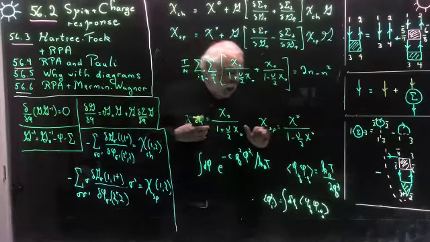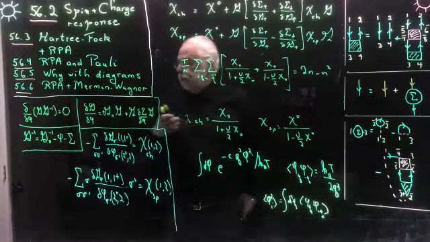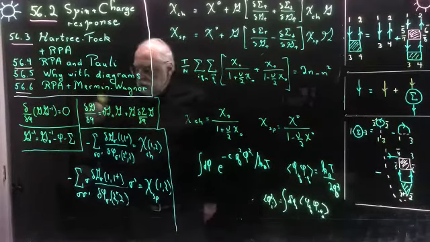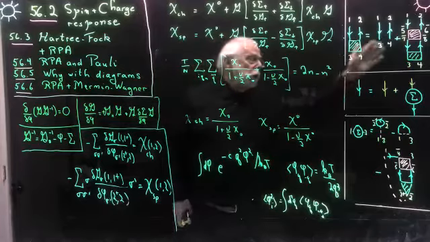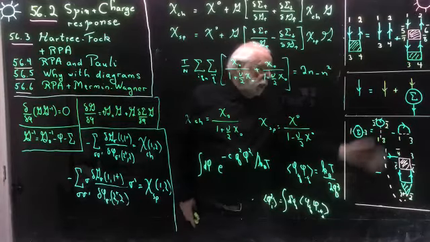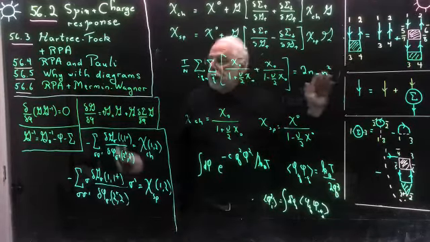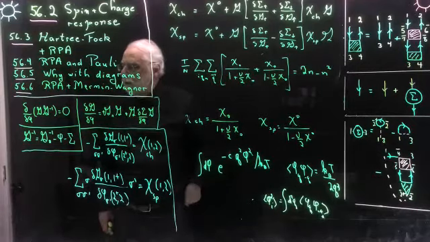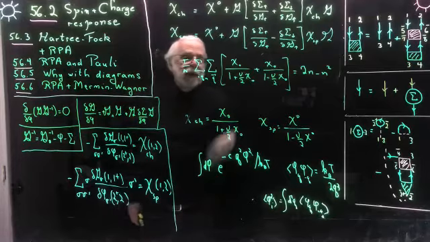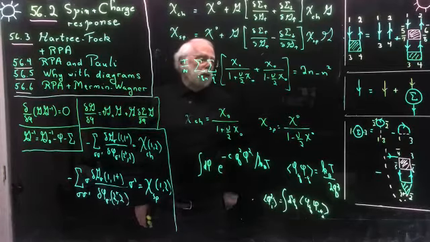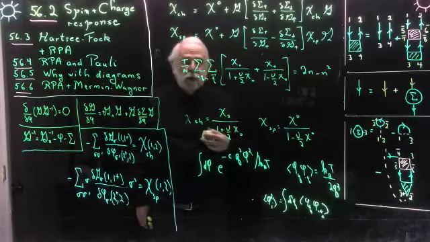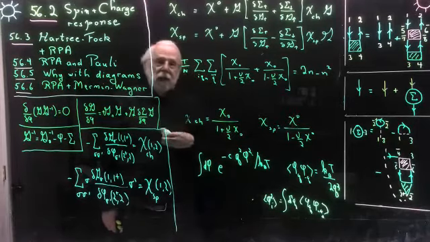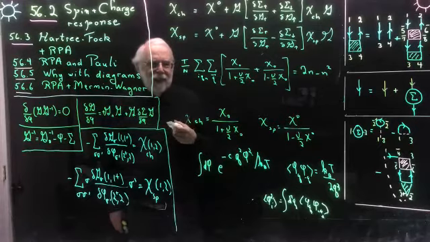Okay, so the RPA violates the Mermin Wagner theorem. And so next time I'm going to show you with the TPSC, the two particle self-consistent approach, how we can cure both the Pauli and the Mermin Wagner problem. And then we will go on Friday to dynamical mean field theory. Okay, any questions?